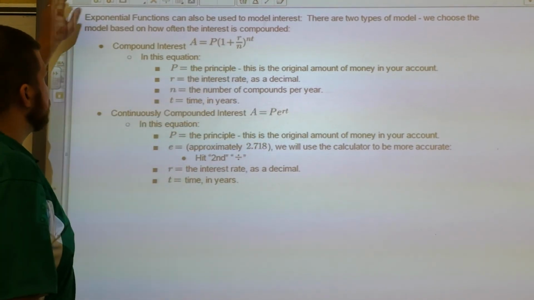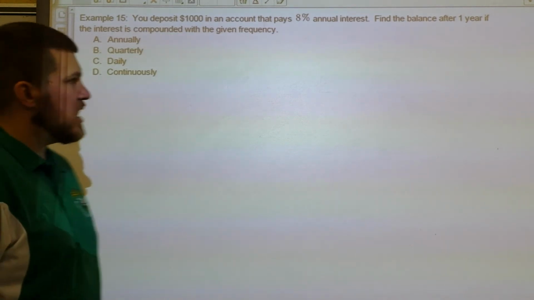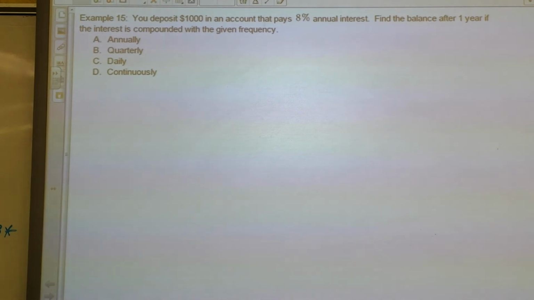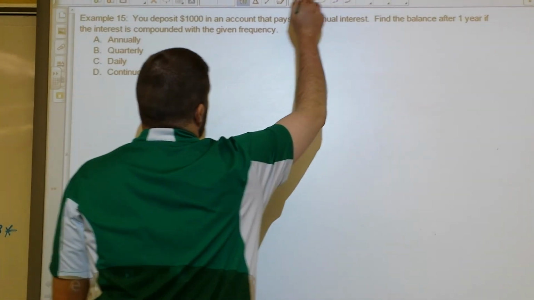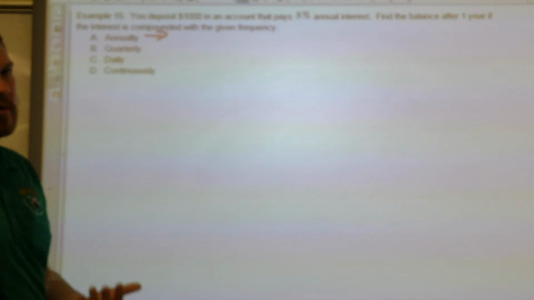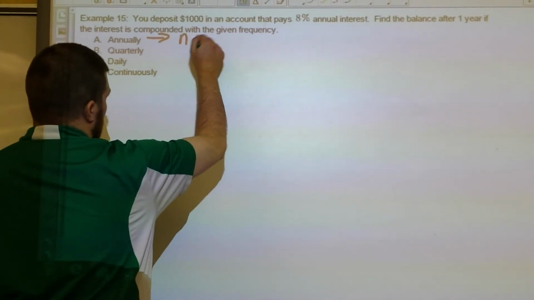Let's go ahead and use them. All right, so you deposit $1,000 in an account that pays 8% annual interest. Find the balance 1 year later if the interest is compounded with a given frequency. So part A, let's do it in red. All right, so compounded annually. So that means compounds are the number of times per year that the bank calculates your interest. So annually means that N equals 1.